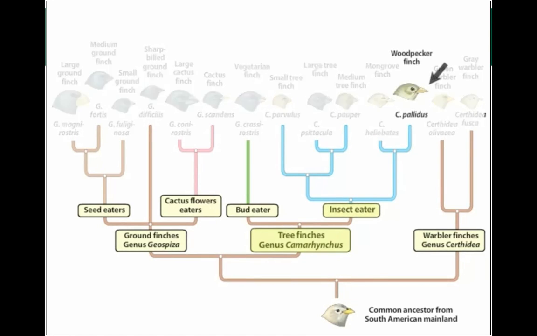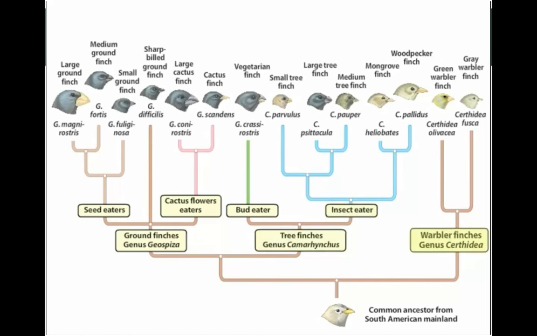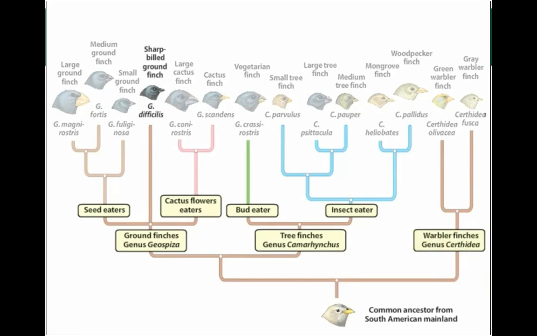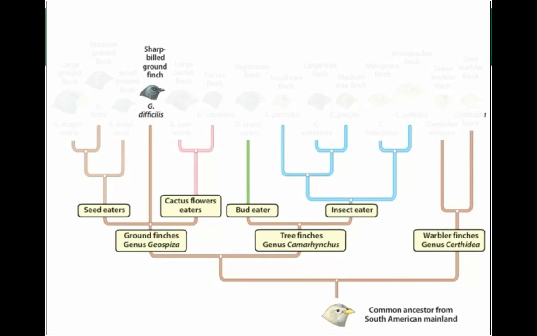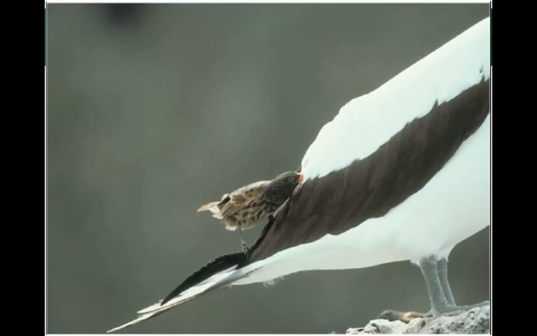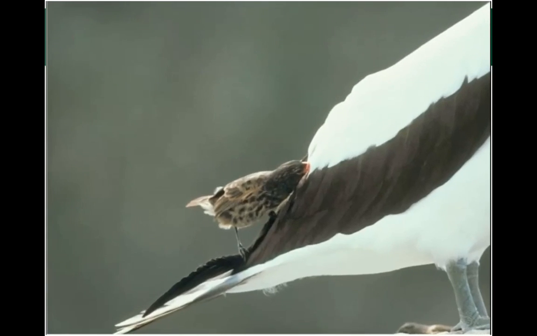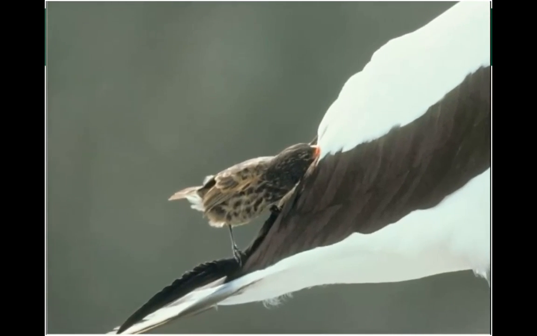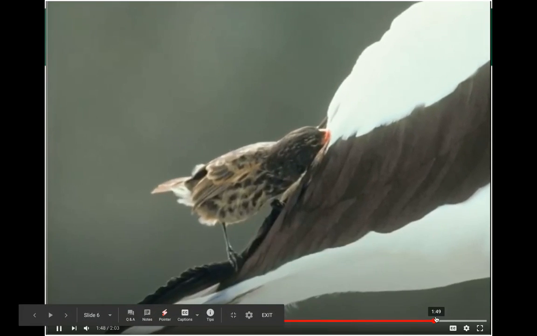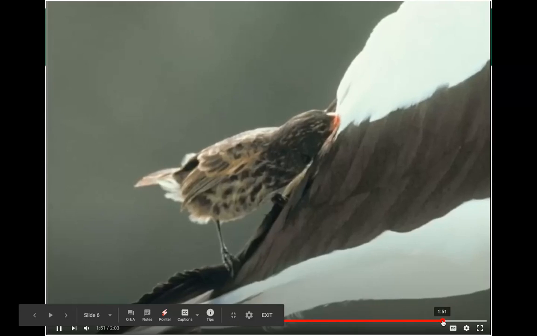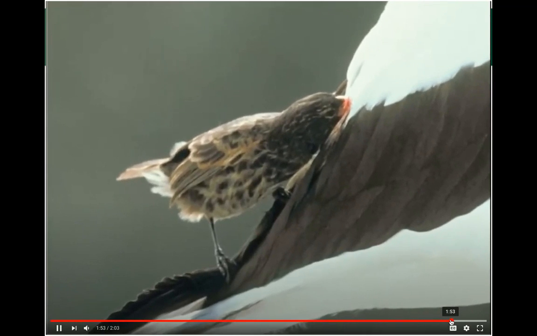Insect eaters include the woodpecker finch. The woodpecker finch uses tools, holding twigs or cactus spines in its beak to probe for insects. The warbler finches eat small insects and nectar. Finally, a subspecies of the sharp-billed ground finch, the vampire finch, has acquired a taste for blood. The behavior may have evolved from this finch's habit of picking parasites off basking marine iguanas and large seabirds such as blue-footed boobies. Sometimes, usually when food is scarce, the finches will peck at the thin skin on the back of the seabirds and lap up the blood that oozes out.